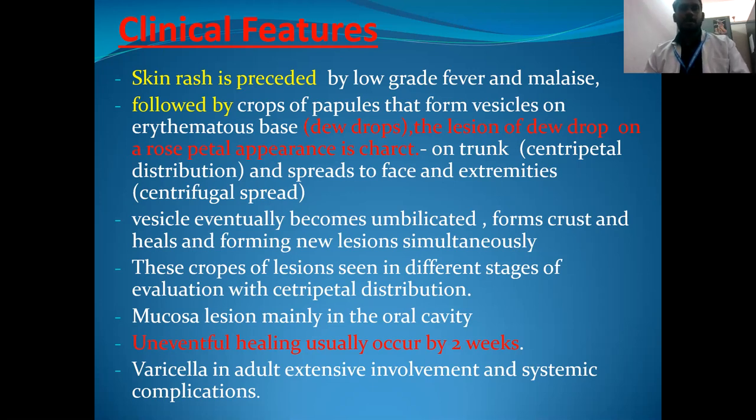Vesicles eventually become pustular, form a crust, and heal, while new lesions form simultaneously. These crops of lesions are seen in different stages of evolution with centripetal distribution. Multiple different stages of evolution are seen in the same patient. That is one clue towards the diagnosis of chickenpox. Mucosal lesions can happen in the oral cavity. Uneventful healing usually occurs by 2 weeks. And varicella in adults can lead to extensive involvement and also a higher chance of systemic complications.